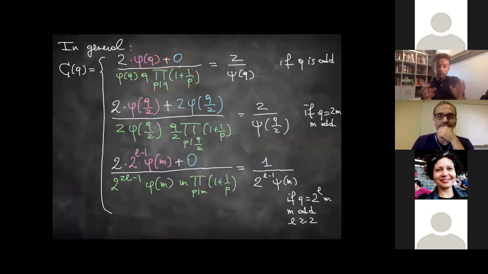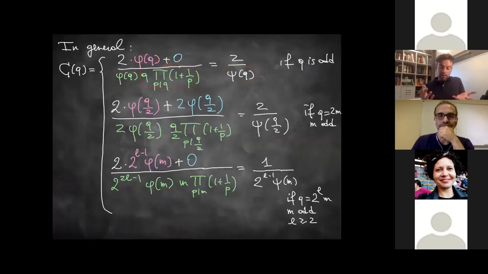And depending on what Q is, those numbers are different. And once you do the algebra, you see all these beautiful number theoretical functions appearing, the phi function, the Euler totient function, and this psi function, which is just the product of 1 plus 1 over p for all the primes that divide q, times q. So this gives you the denominator.